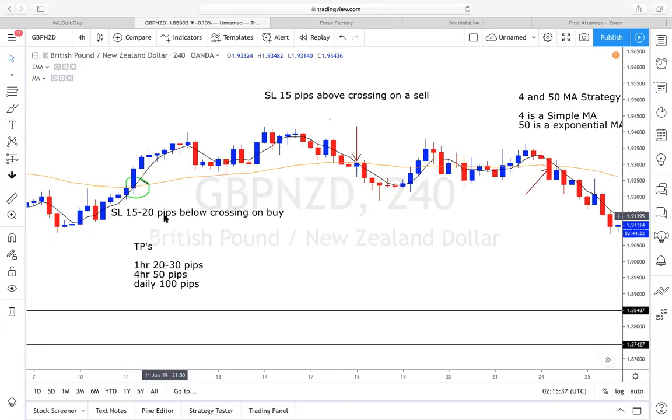Stop loss, 15 or 20 pips below from where they cross on a buy. So obviously the stop loss has to be below your entry if you want to buy. So wherever they cross, we're going to scroll down 15 to 20 pips and put our stop loss. You're only risking 15 to 20 pips, right?